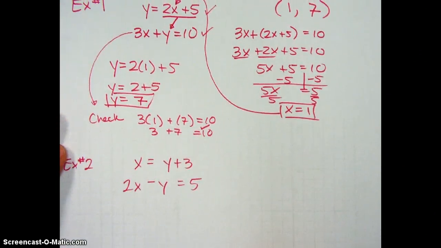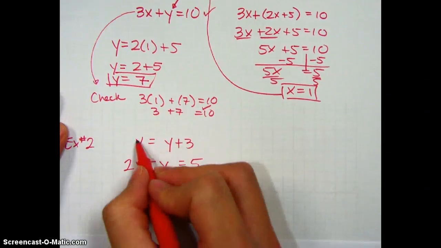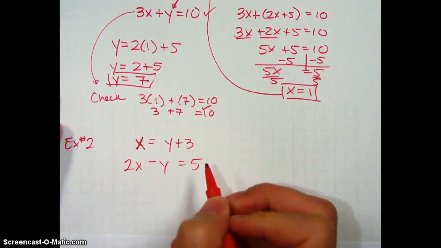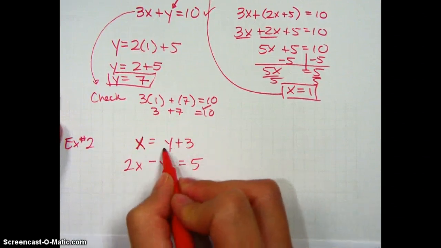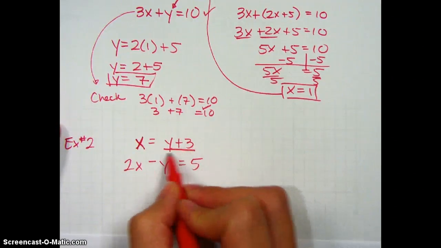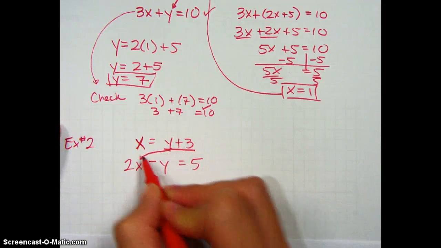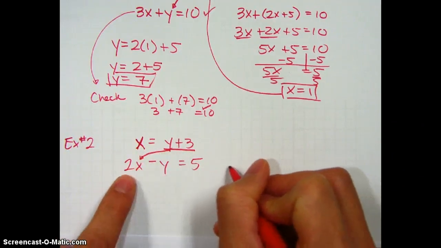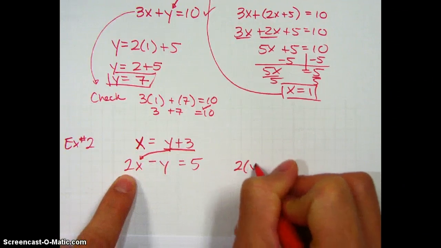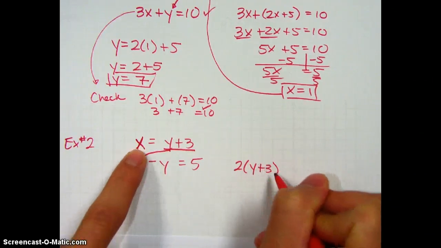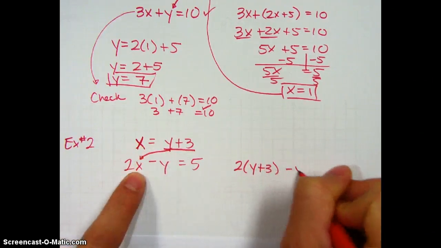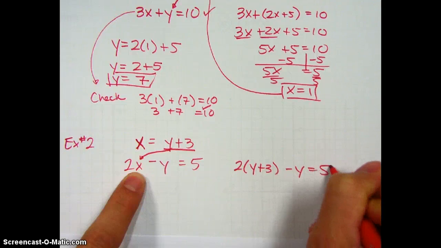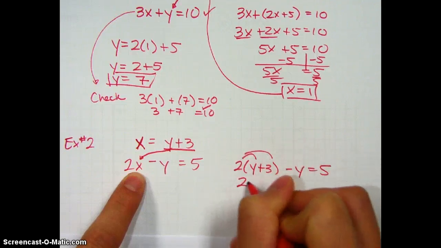Okay, taking a look at the second example. Once again, I have a variable that is already by itself, so that's why it's a level 1 question. I see that it is equal to y plus 3, and I see an x right here. So what I'm going to do is I'm going to replace this x with this expression. So I'll write 2 times the quantity y plus 3, because that's what x is equal to, minus y equals 5. So I'll do some distributing.